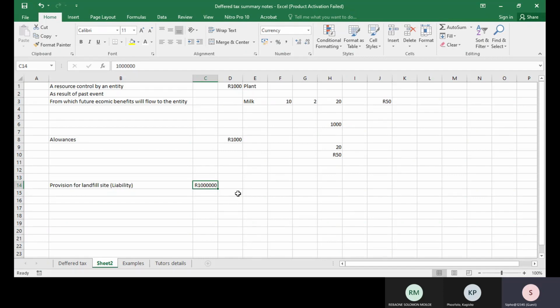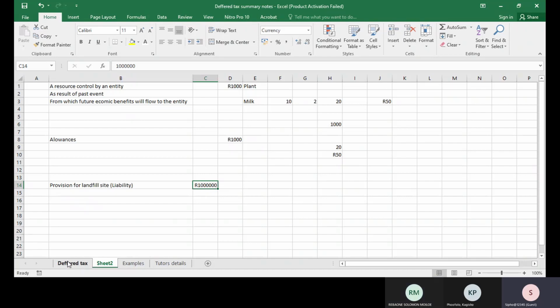Right, so we raised that liability of 1 million. But there's one thing: SARS doesn't give you a deduction immediately when you incur the liability, right? When are they going to give you a deduction for this expense that you are going to incur in future? They're going to give you the deduction when you actually incur it, meaning after 20 years from now. Do you agree with me? Yes, because this is how SARS works, isn't it?